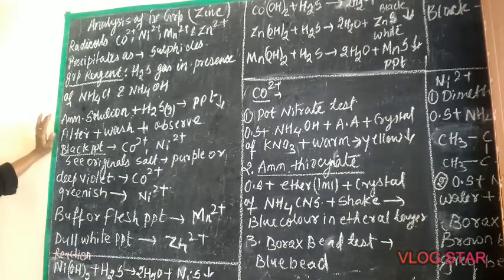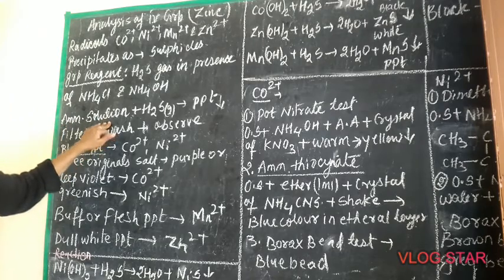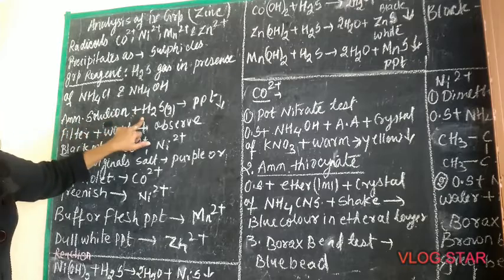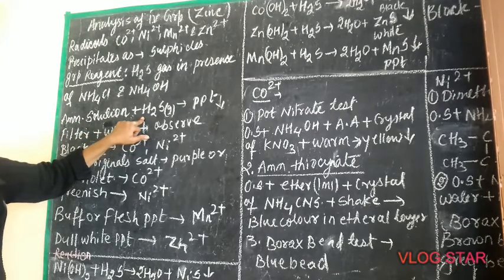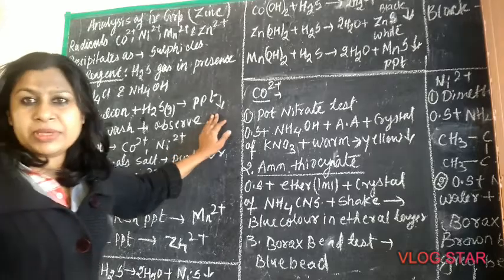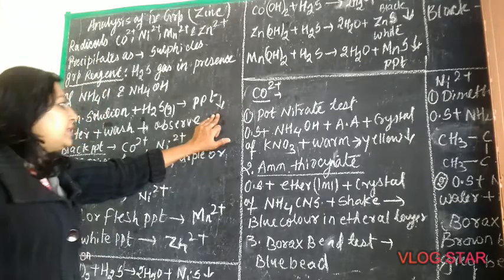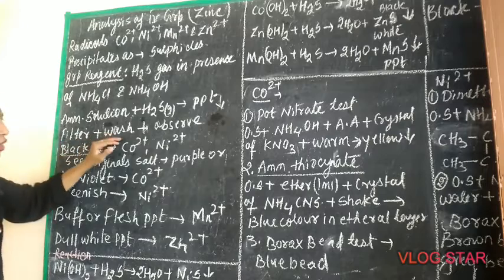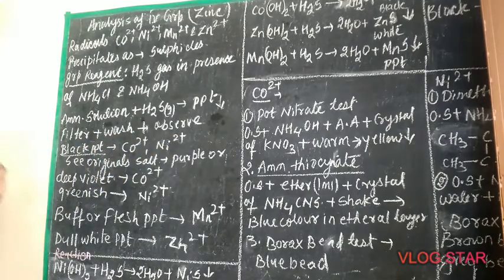Now children, the procedure is you have to take the ammonical solution. That means if the third group radicals are absent but you already added ammonium chloride and ammonium hydroxide, you can take that solution. That is the ammonical solution plus H2S gas. Pass H2S gas, and if you get a precipitate, that means the fourth group radicals are present. Then filter the precipitate, wash, and observe it.